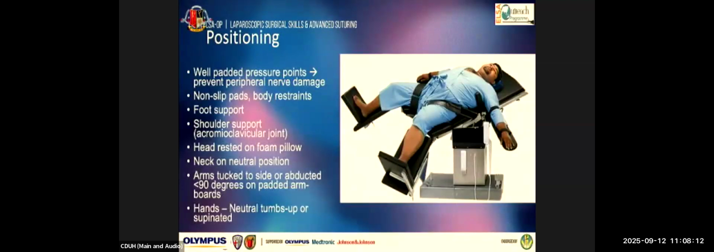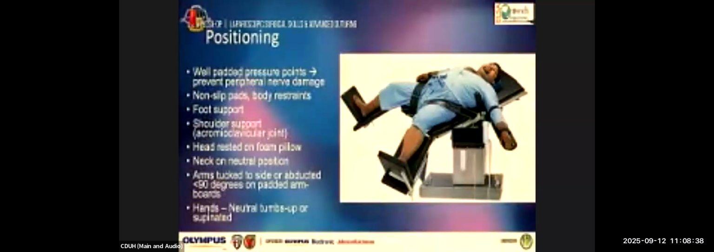Patient positioning is crucial to ensure a smooth and safe laparoscopic surgery. Well-padded pressure points are essential to avoid peripheral nerve damage. To avoid accidental falls from the OR table, non-slip pads and body restraints are utilized. Foot and shoulder supports are used to prevent patients from falling in either the Fowler or Trendelenburg position, respectively. And arms are tucked either on both sides or extended less than 90 degrees with the hands in supine position and the thumb in the thumbs up position.